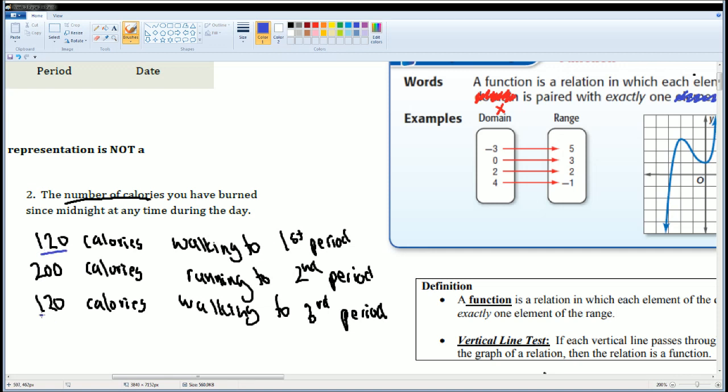Notice how these two numbers here are the same. Can you have the same amount of calories? Yes. There's no reason why you can't. So you would say, yes, this is a function.